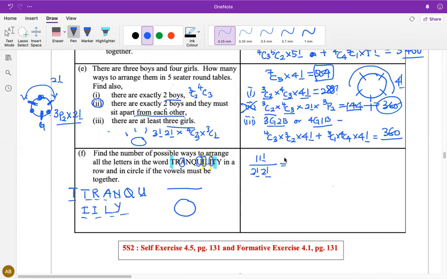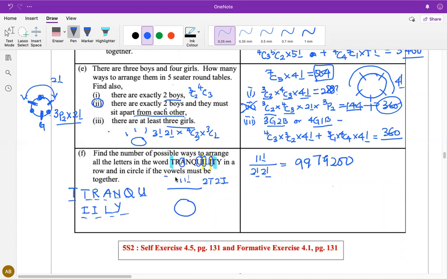So if you arrange them in a row, in a line, it is 11 factorial divided by 2 factorial, 2 factorial, because there are 2 T's and 2 I's. So 11 factorial divided by 2 factorial, divided by 2 factorial. So you get a big number, 9979200.